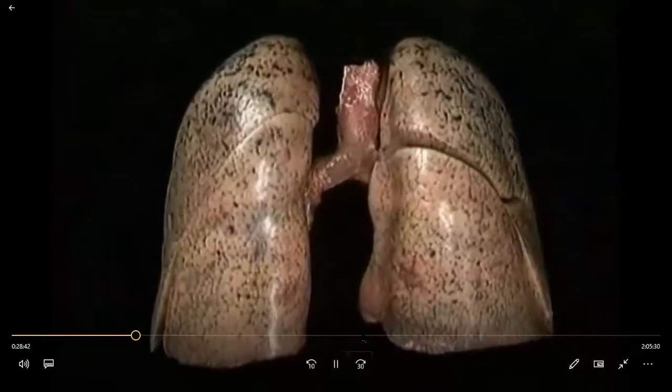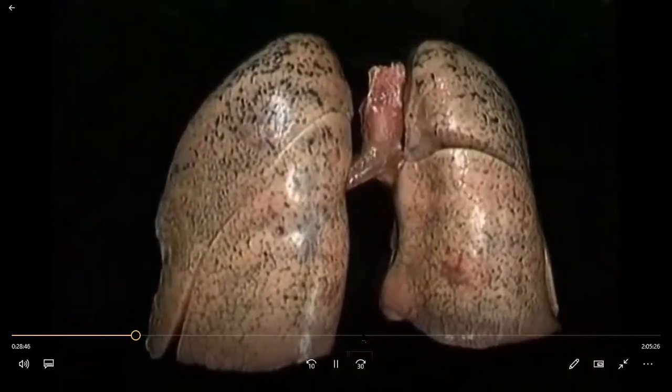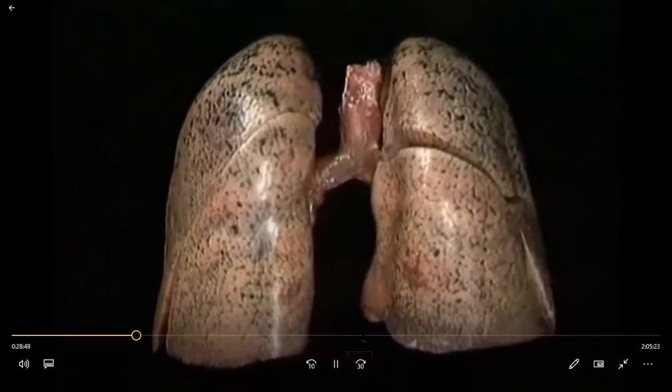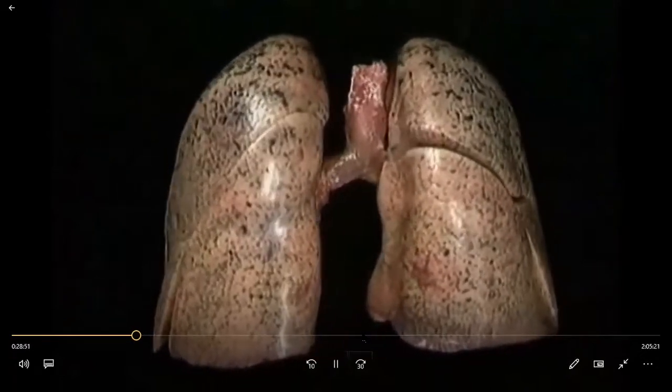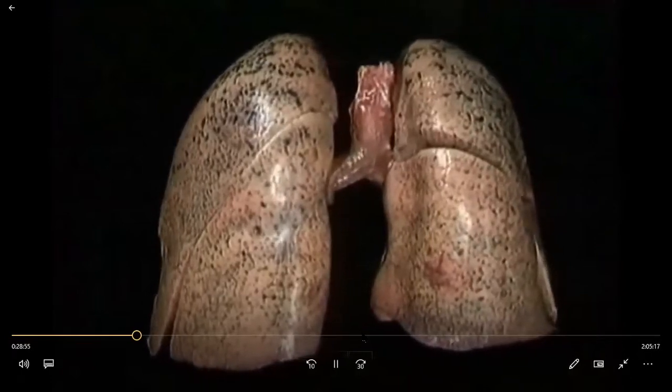Here are the lungs seen from behind. The fissures that separate the lobes extend all the way round onto the mediastinal surfaces. The space between the posterior parts of the lungs is occupied by the vertebral bodies.